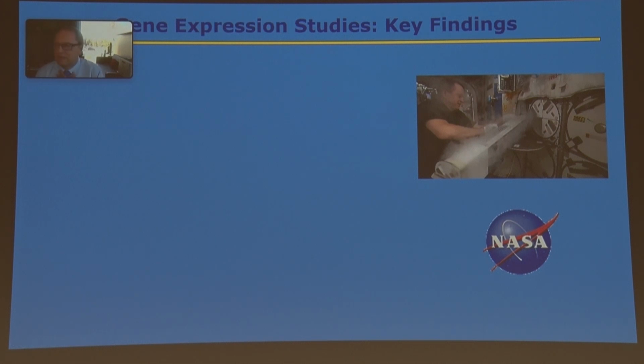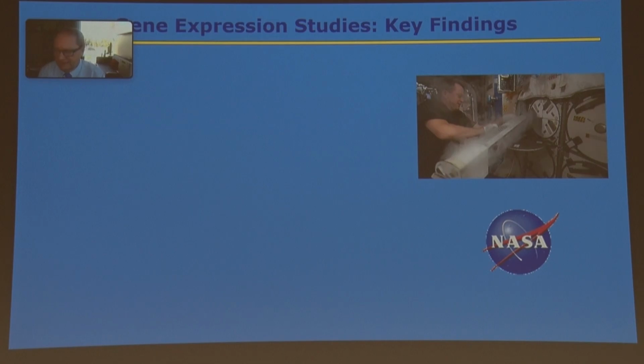We don't have much time, and the time is late there, but let me just talk to you about gene expression studies we did, some of the key findings. So first of all, again, we did these kinetic studies of phototropism, but we also, at the end, we froze plants and brought them back. So this is the MELFI, the -80 freezer on the International Space Station. One of the astronauts using it.